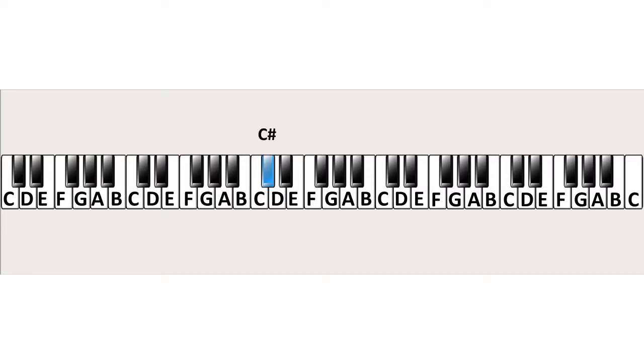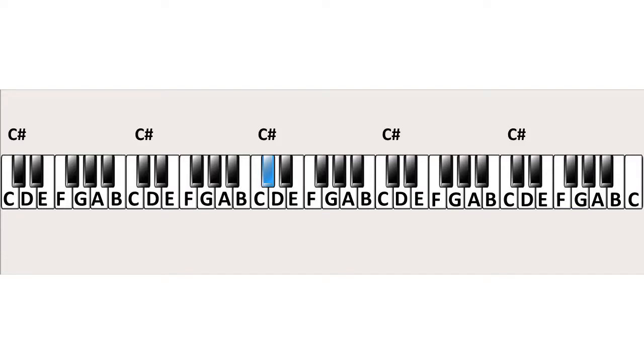The sharp sign means that it's higher in pitch. So C sharp means higher in pitch than C. But of course not so high as D, since the black key is in between the C and the D. Of course, on this keyboard you can find more C sharps. Here they are.